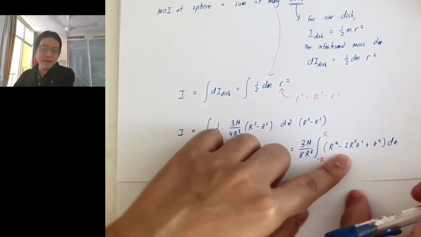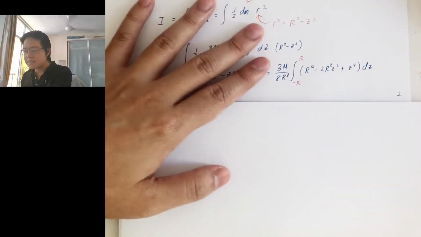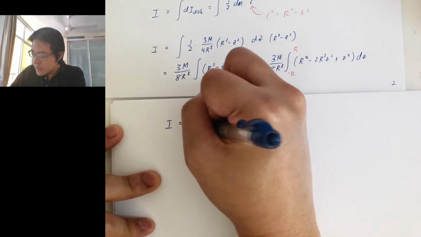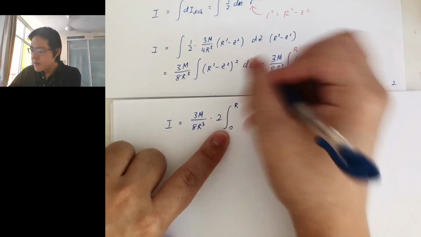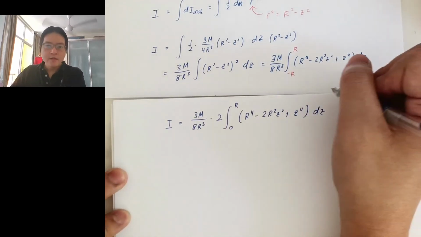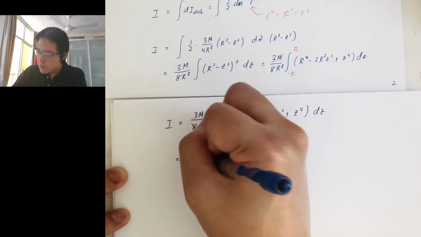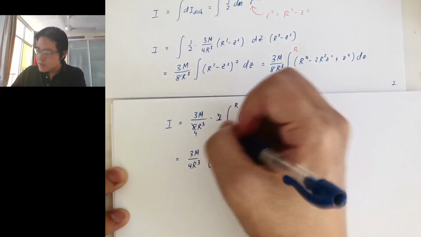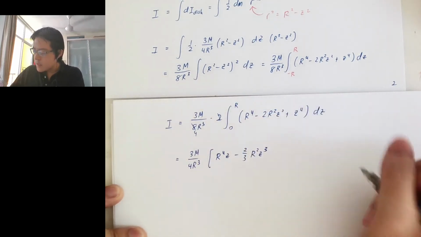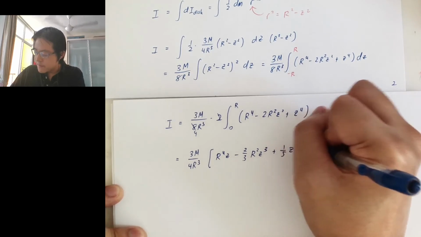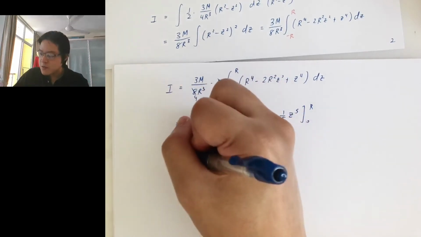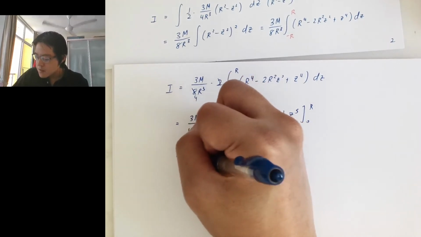But this is also still an even function, right? So all the z has even powers. So since this is an even function, I got 3m over 8r cubed, and then 2 times starting from 0 is enough. So cancelling the 2, I got 3m over 4r cubed, and then integrate this thing. I got r to the 4 z minus 2/3 r squared z cubed, and then 1/5 z to the 5, from 0 to r. So see, when you change the lower limit to 0, the lower limit no need to calculate. You cut down half the job, right? So less work to do here.